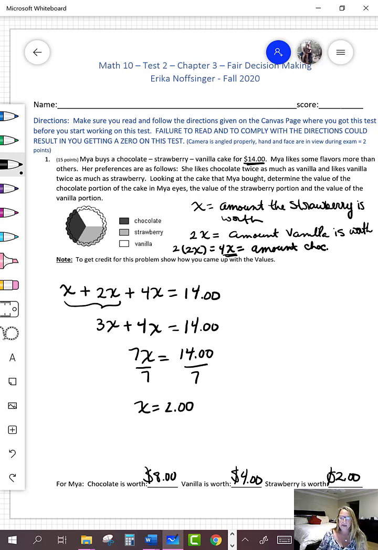So when you're grading this, go ahead and give yourself full credit if you got this correct and you showed your work and it was in a clear, organized manner.